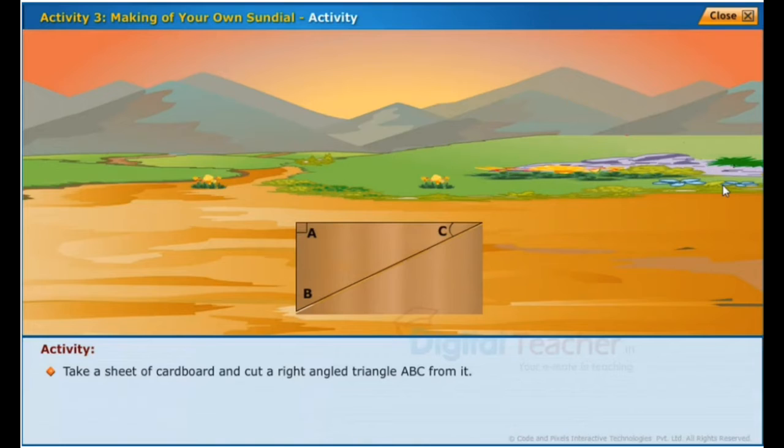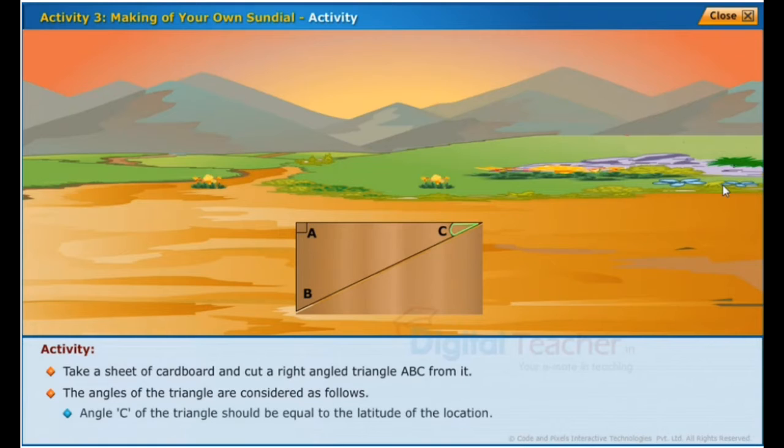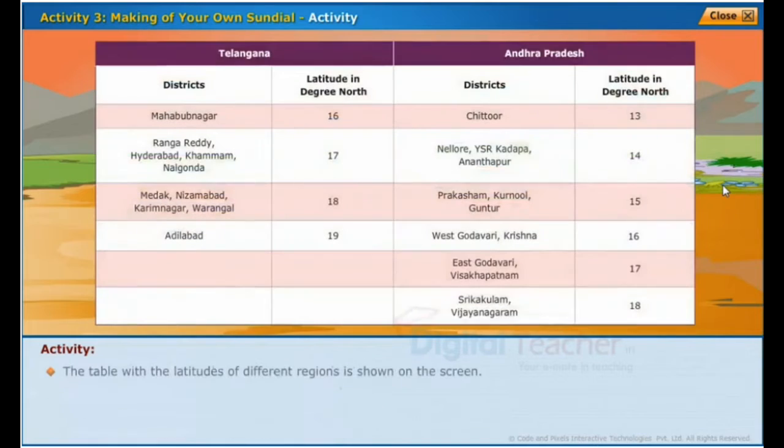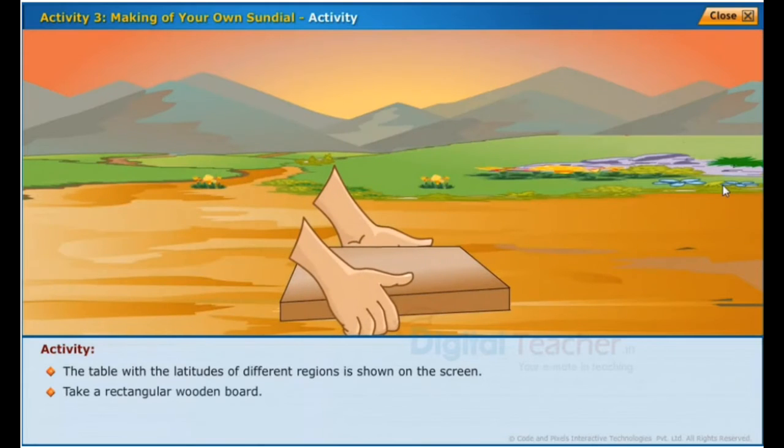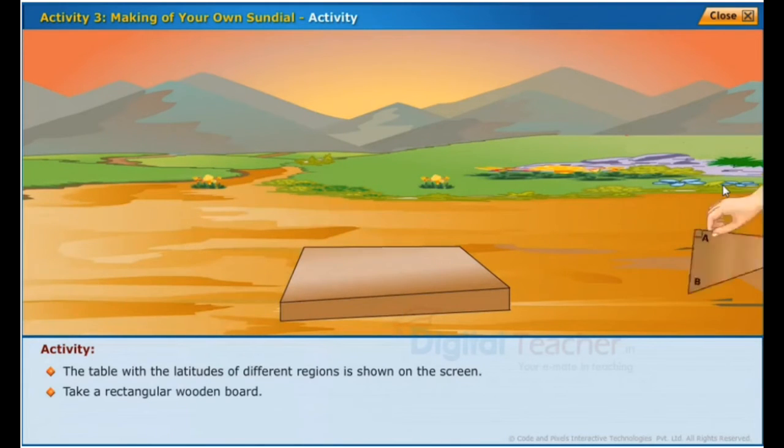Activity 3. Making your own sundial. Take a sheet of cardboard and cut a right angle triangle ABC from it. The angles of the triangle are considered as follows. Angle C of the triangle should be equal to the latitude of the location. Angle A of the triangle should be 90 degrees. The table with the latitudes of different regions is shown on the screen.